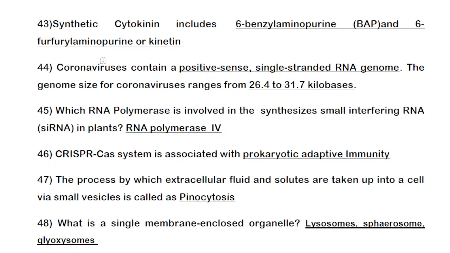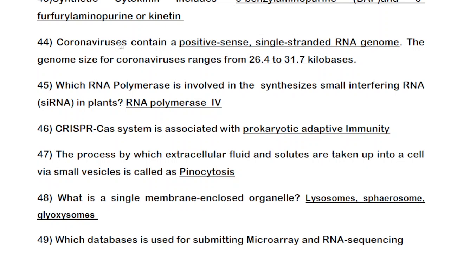You are going to tell me whether zeatin is a synthetic cytokinin or a natural cytokinin, and from which source zeatin is isolated. Question number 44 is coronavirus genome. Either from the vaccine you can expect a question, or with the genome you can expect a question. Coronavirus consists of a positive sense, single stranded RNA genome, and sometimes you can expect a question regarding genome size. The genome size of coronavirus ranges from 26 kb to 31 kb.